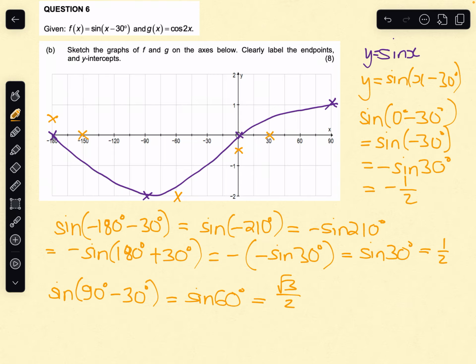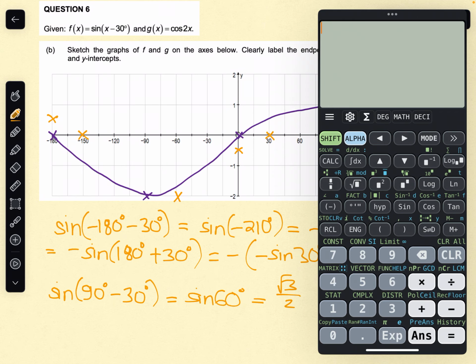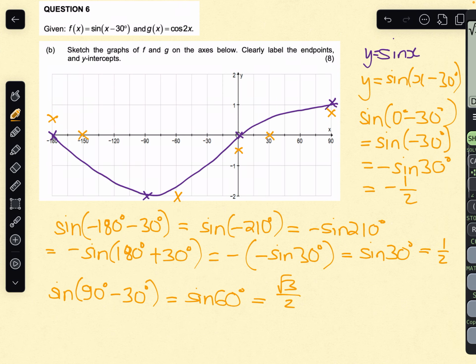So root 3 over 2 is somewhere just below 1. I think it's 0.8 something something. Let's just double check that. Root 3 divided by 2. Yeah. Good. Okay, so now I can draw my curve with a bit more confidence.